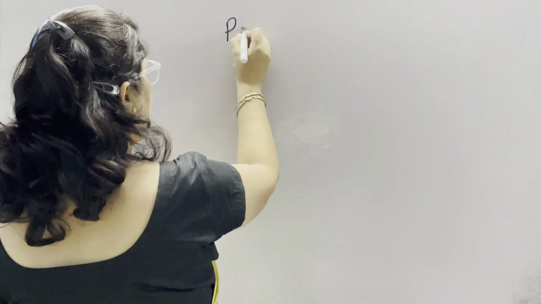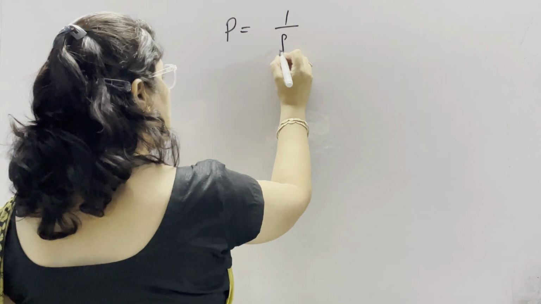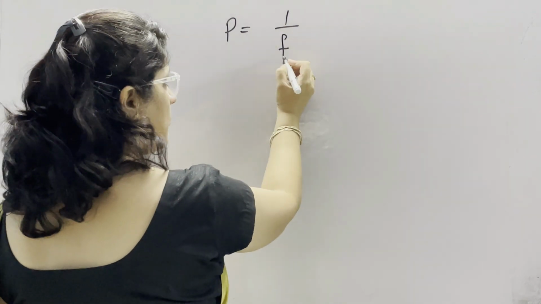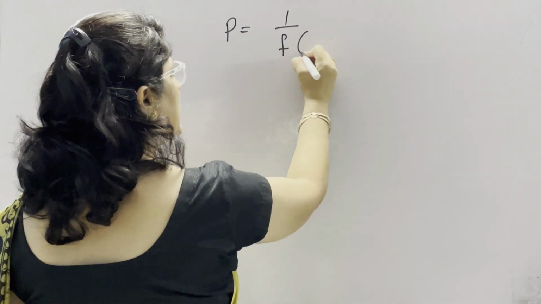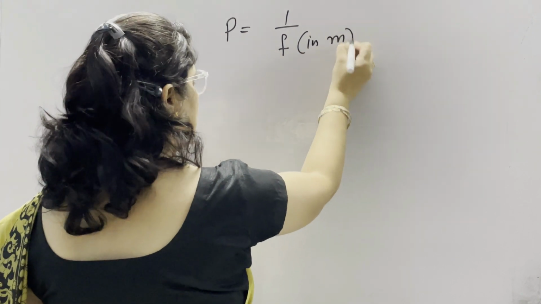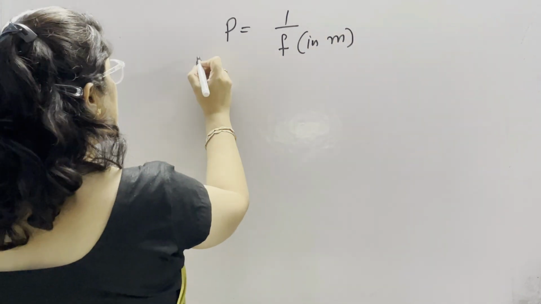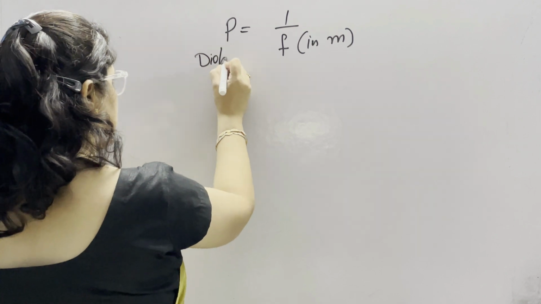Now coming to one more important topic, which is power of a lens. Whenever a light ray passes through a lens, it deviates from its path, and the deviation from its path is expressed in terms of its power. Now power is the reciprocal of focal length. So its formula is power is equal to 1 upon focal length. Whenever focal length is given in meter, then the power will be expressed in diopter.